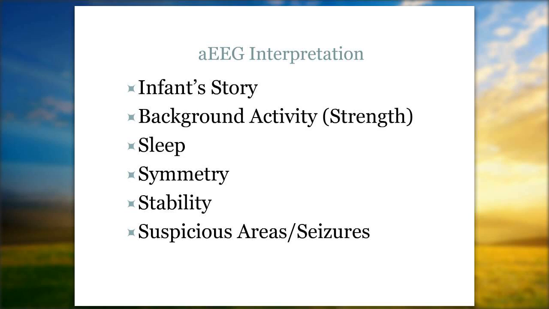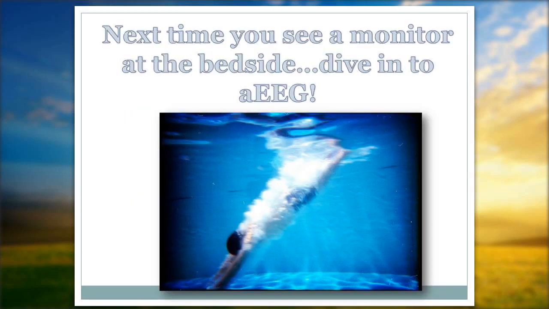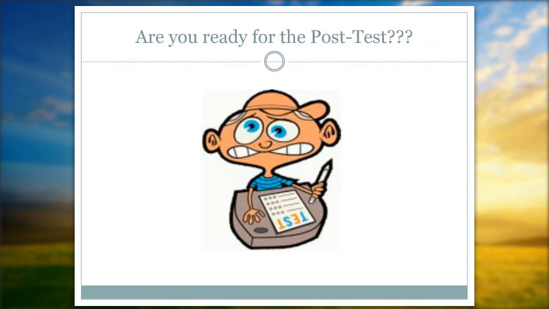So those are the 6 different things that you can do every time you go to the bedside. Think about the baby's background, look at the overall strength of the brain, look for sleep, look at symmetry, look at stability, compare the tracing to the previous 3 hours or even just a few minutes before, and then look for those suspicious areas, especially if you have any suspicion that there might have been some clinical seizures. So I hope that this overview gives you confidence so that the next time you see a monitor at the bedside, you'll be willing to dive right into aEEG.